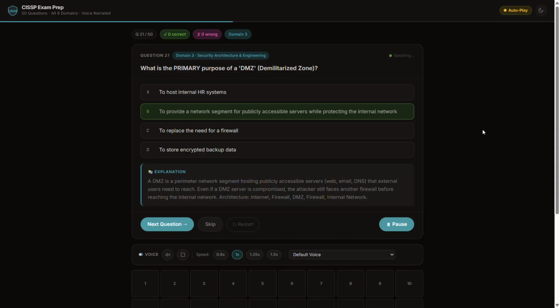Correct answer: B. A DMZ is a perimeter network segment hosting publicly accessible servers, web, email, DNS, that external users need to reach. Even if a DMZ server is compromised, the attacker still faces another firewall before reaching the internal network. Architecture: Internet, firewall, DMZ, firewall, internal network.